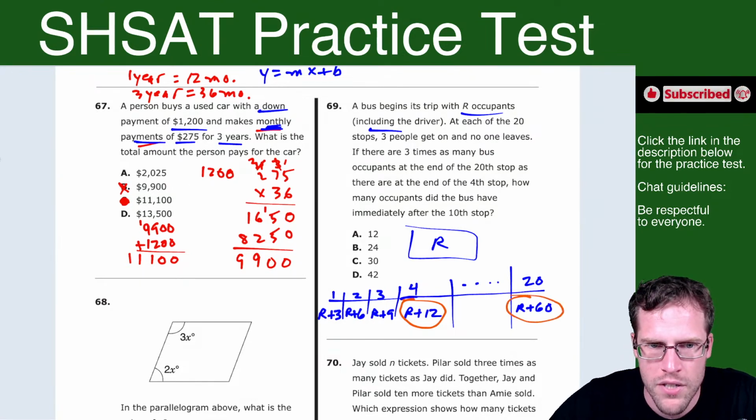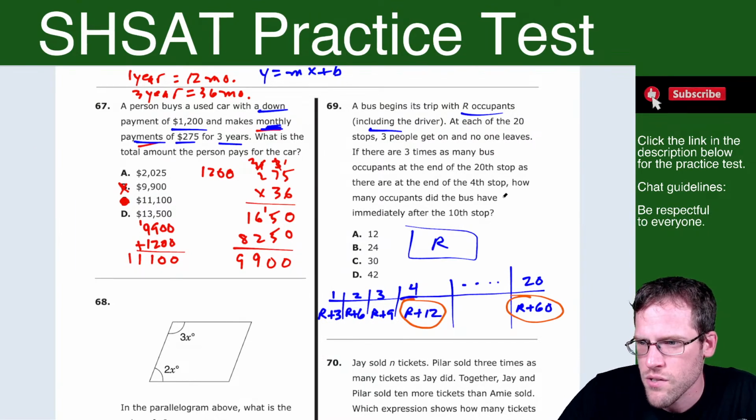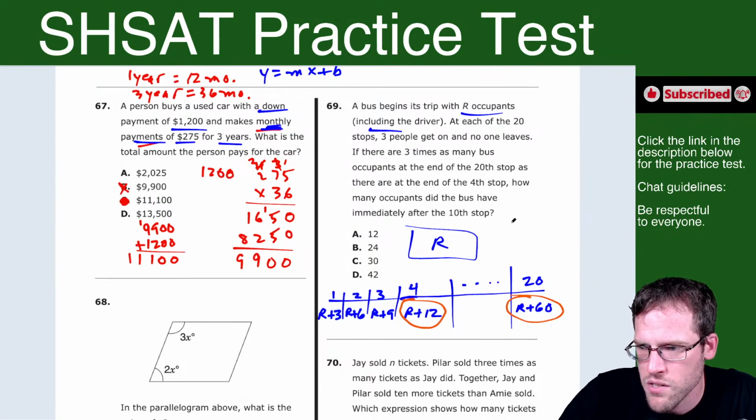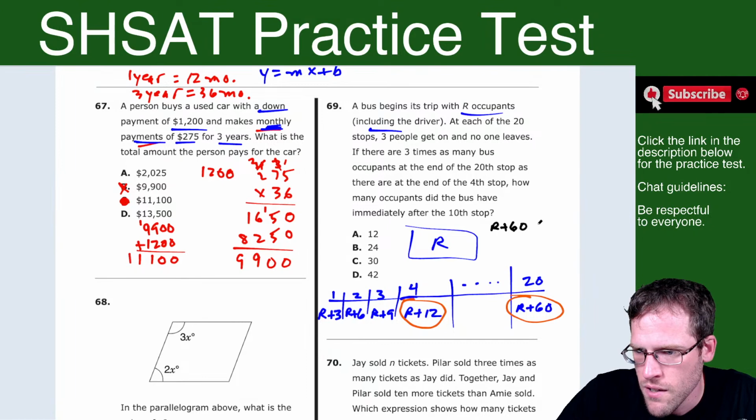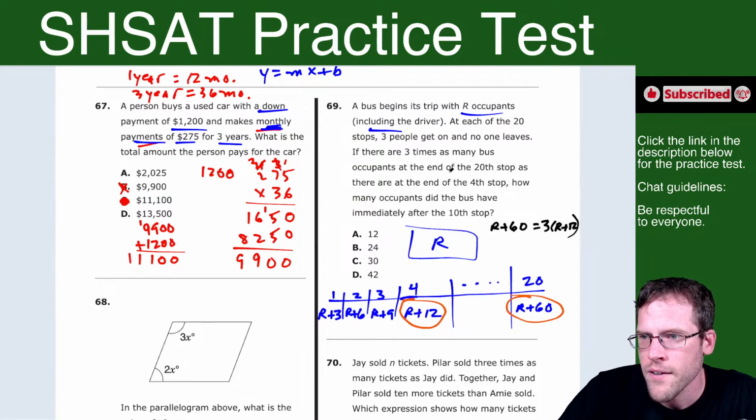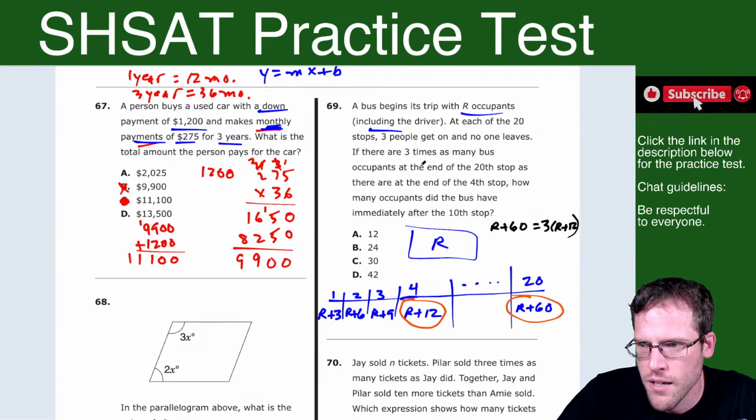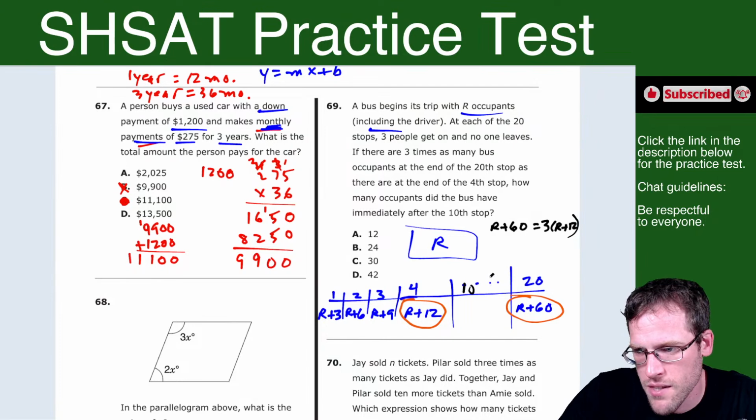The comparison they're making is that if there are 3 times as many bus occupants at the end of the 20th stop, then r plus 60 is 3 times as much as r plus 12. Think about that one more time. If there are 3 times as many occupants at the end of the 20th stop as at the end of the 4th stop, how many occupants did the bus have immediately after the 10th stop? So we have to solve for the 10th stop. 4 times 3 was 12, 3 times 3 is 9, so 10 times 3 is 30. So we have to solve for what is r plus 30.